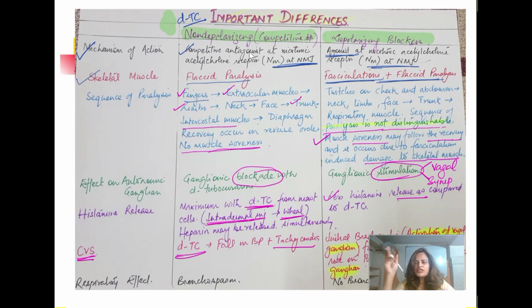So ganglionic stimulation, even with vagal, gives bradycardia followed by tachycardia. That is because of the stimulation of the sympathetic ganglion. You have to see vagal and sympathetic. Same here also, which you have not seen, the same thing I have written here.